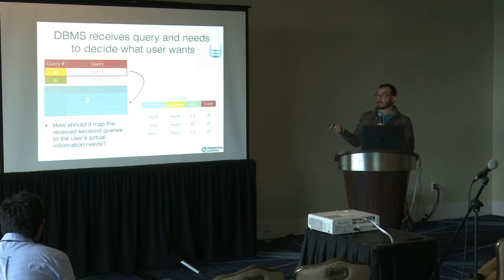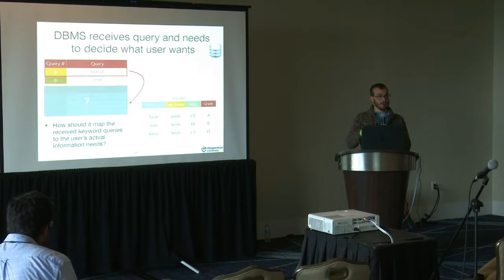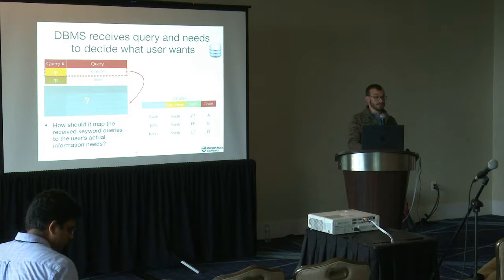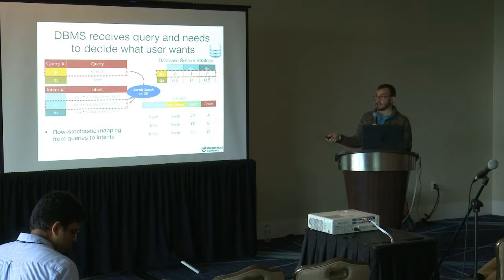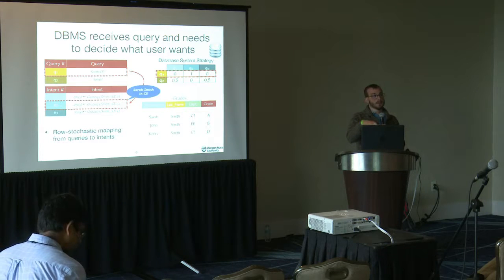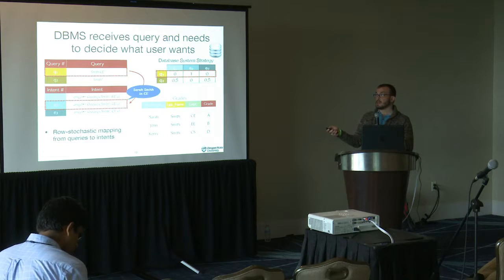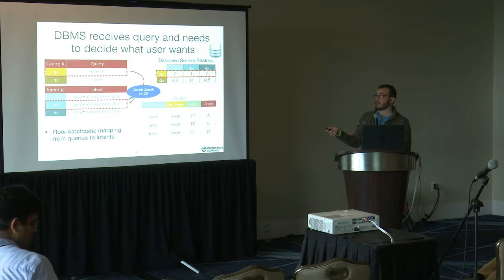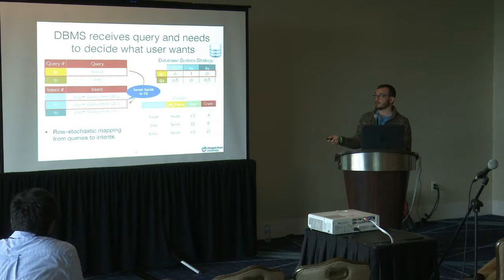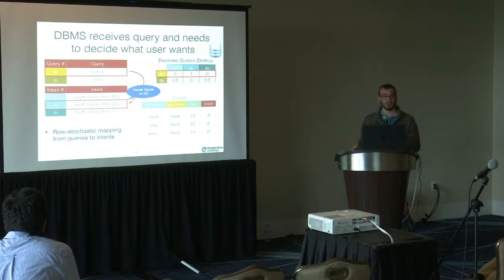Now, the database system is going to receive queries from the user, and it needs to decide what the user's actual information need is. It does this with the database system strategy, which is a mapping of the queries it receives to the intents of users. Here we have a list of intents, just a Datalog representation of it. It receives "Smith" and "CE," and it's going to map with 100% probability to E2 here, which would return Sarah Smith and CE to the user.